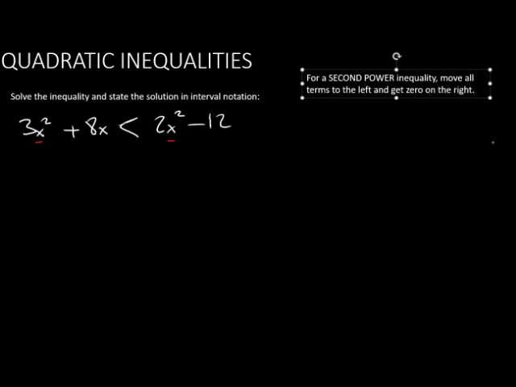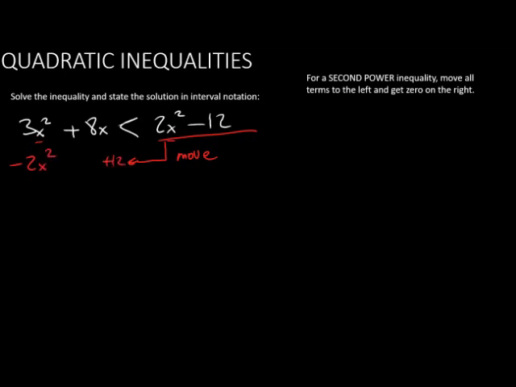This means that the 2x squared and negative 12 will both have to move. When you move the 2x squared, it will become negative 2x squared. When you move the negative 12, it will become positive 12. Then we combine any terms that we can.